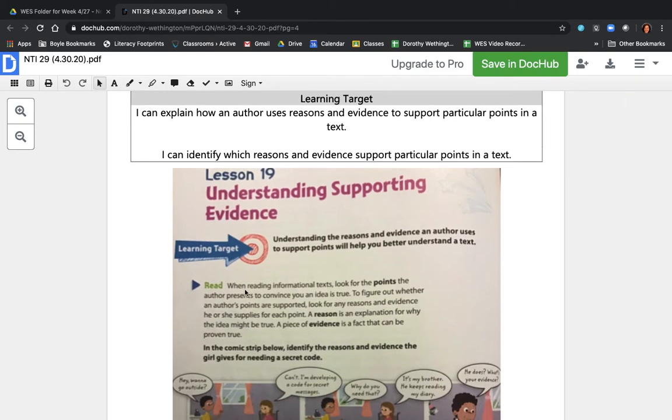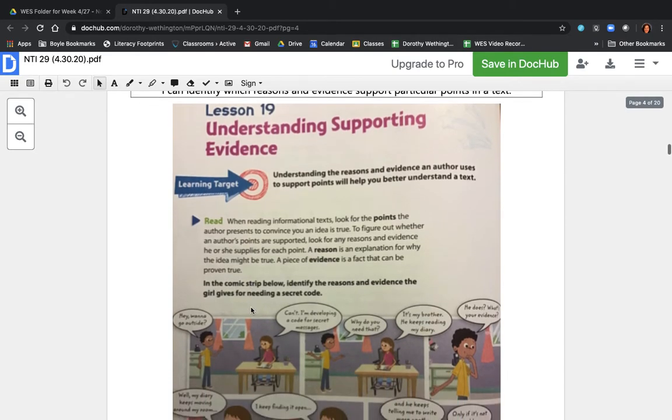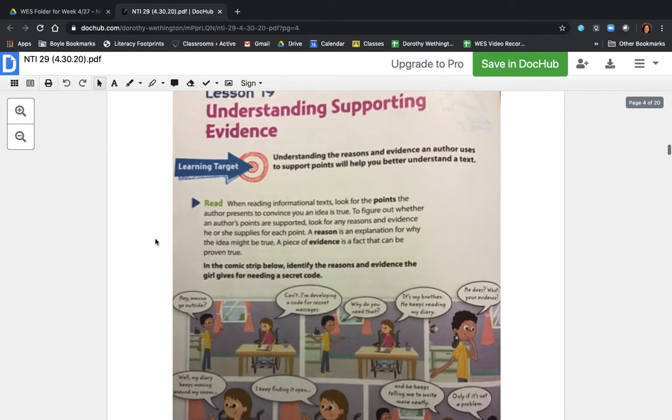Read. When reading informational text, look for the points the author presents to convince you an idea is true. To figure out whether an author's points are supported, look for any reasons and evidence he or she supplies for each point. A reason is an explanation for why the idea might be true. A piece of evidence is a fact that can be proven true. In the comic strip below, identify the reasons and evidence the girl gives for needing a secret code.